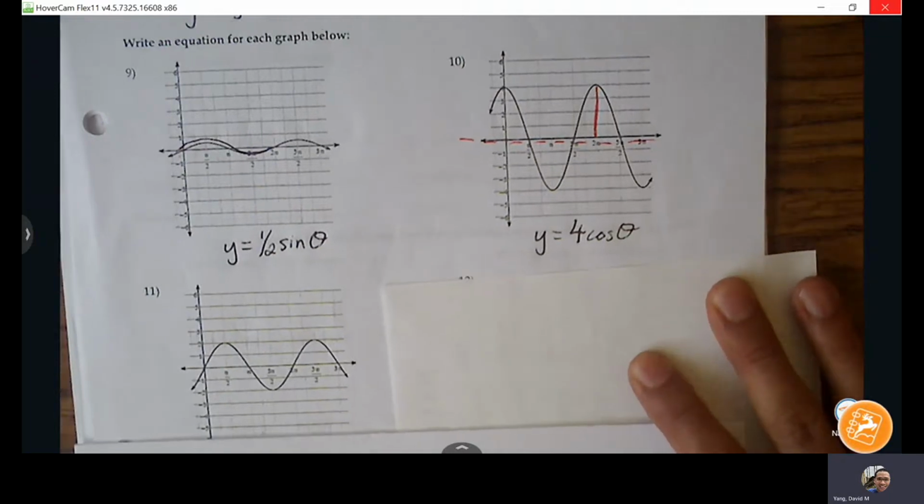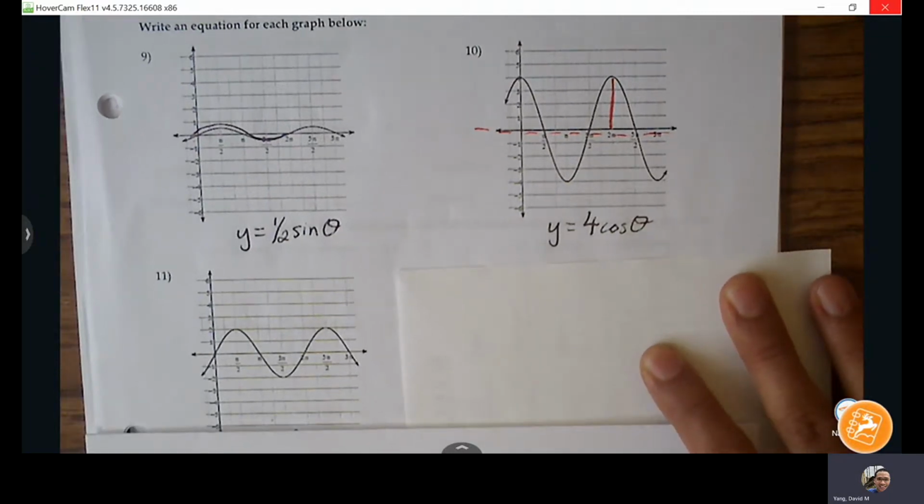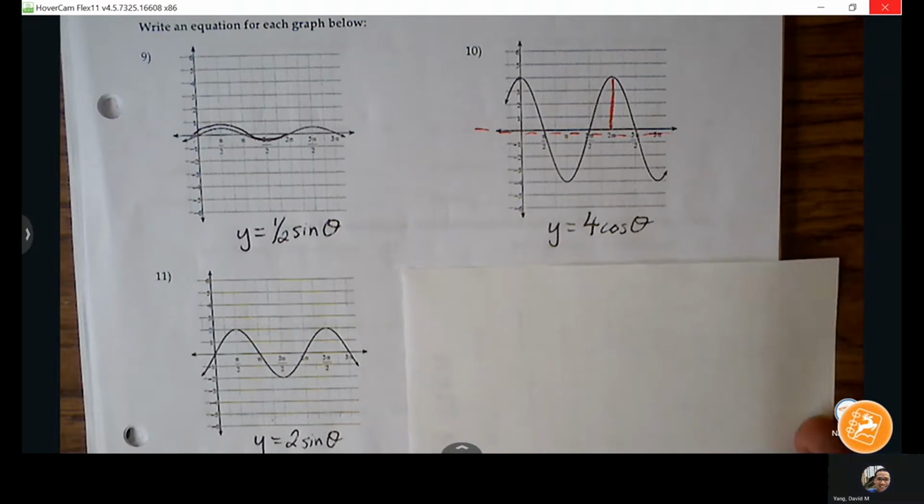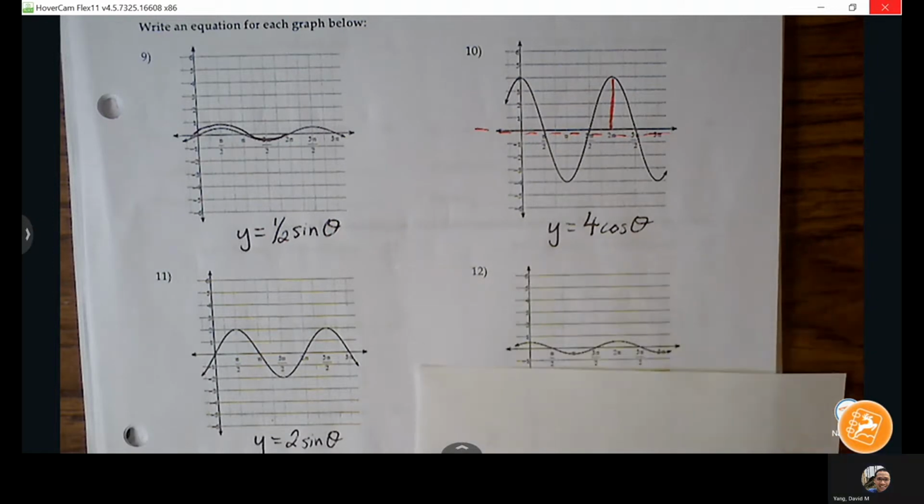Okay, number 11. What does that look like to you? Yeah, it looks like a sine function and amplitude of 2. And finally, that looks like a cosine with an amplitude of 1/2.